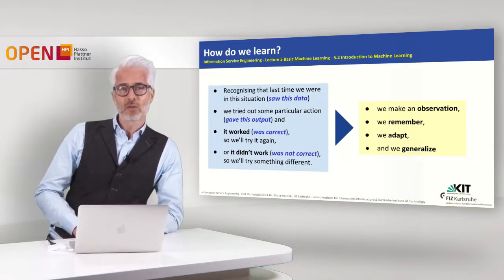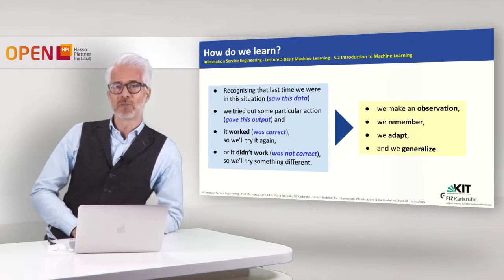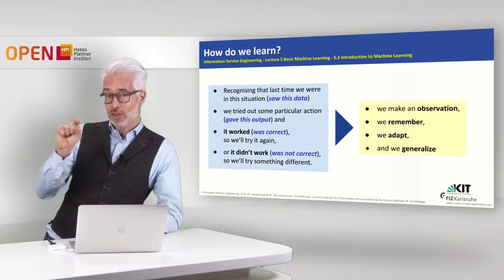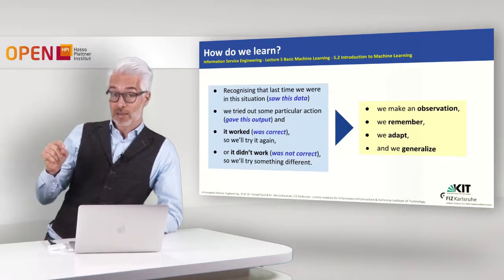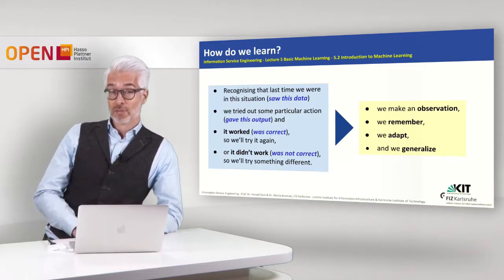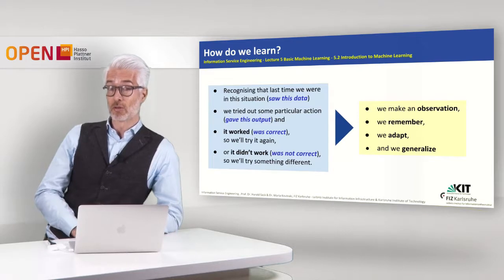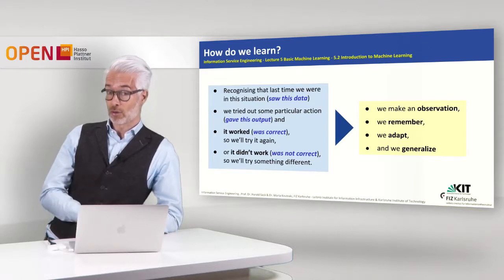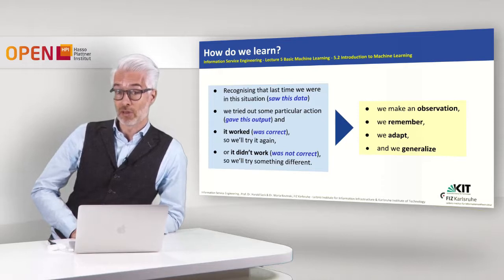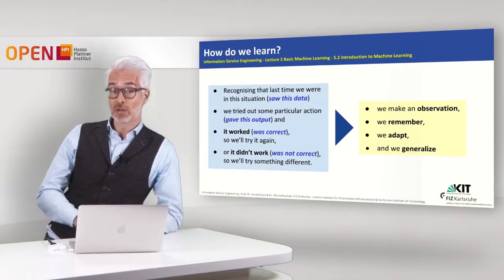So what you do is you recognize that last time you were in a specific situation, you tried out a particular action, which means you saw some data and for that data you gave a specific output. Now you have two possibilities. If this output was correct, so if you found out that this was the correct solution, you will try it again in the same way. If it wasn't correct, then you will have to come up with something different. So this is the basic principle of how you learn. You try out something, if it works, it's good. If it doesn't work, make something different.